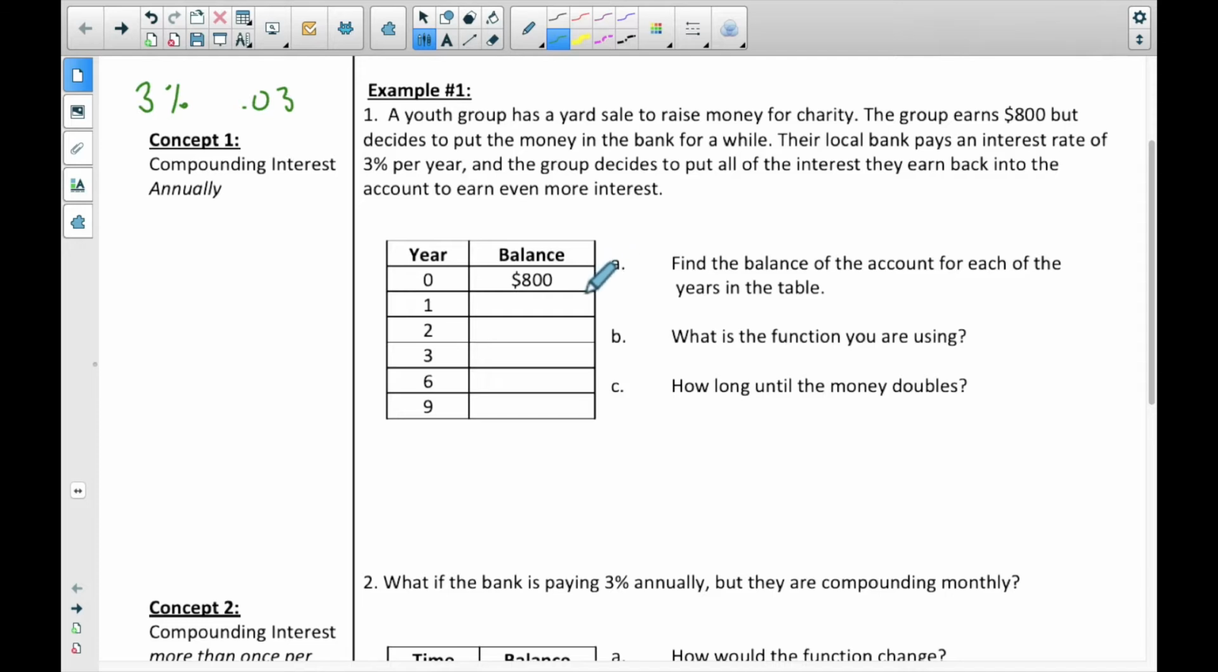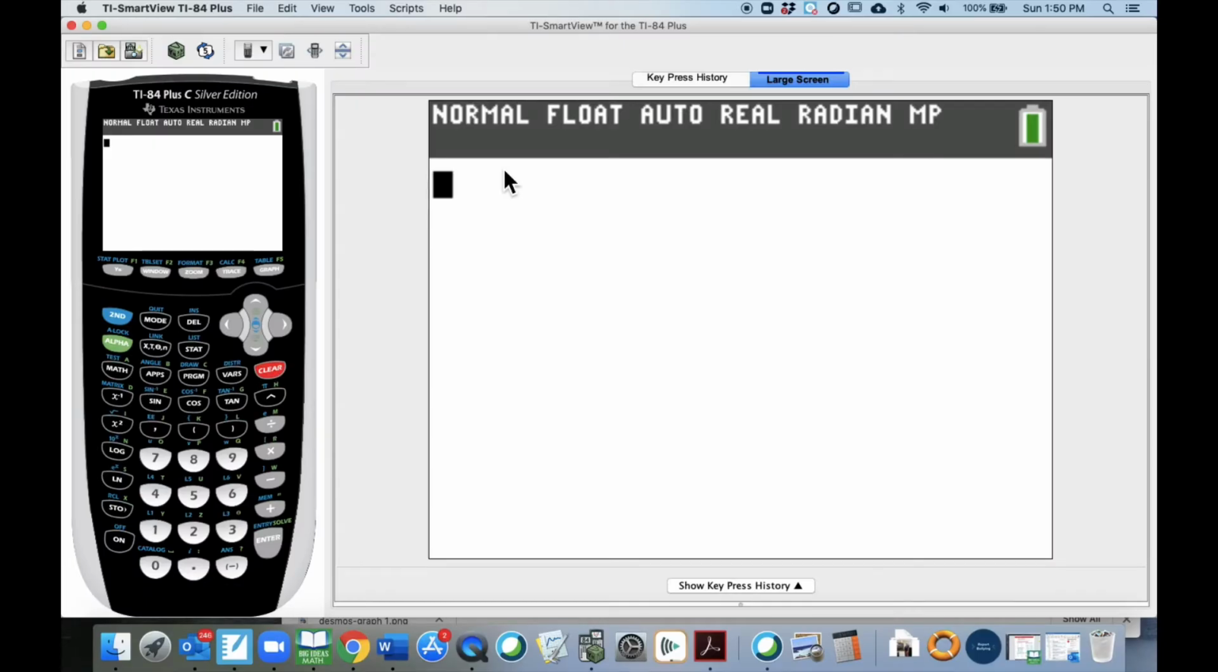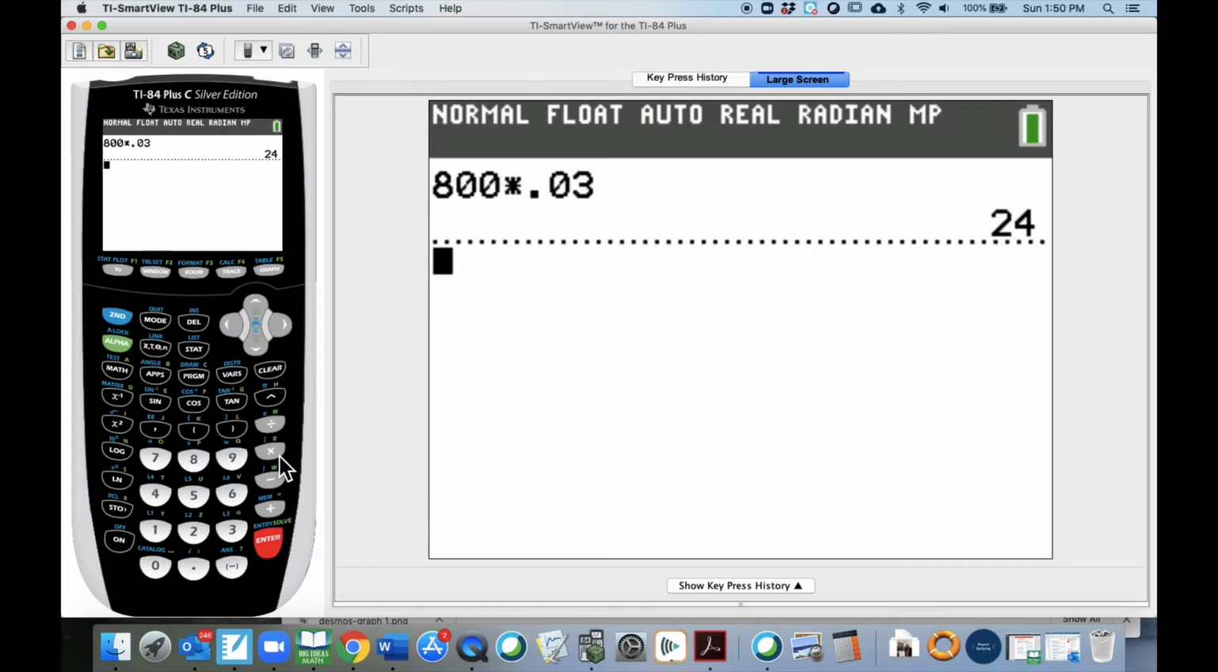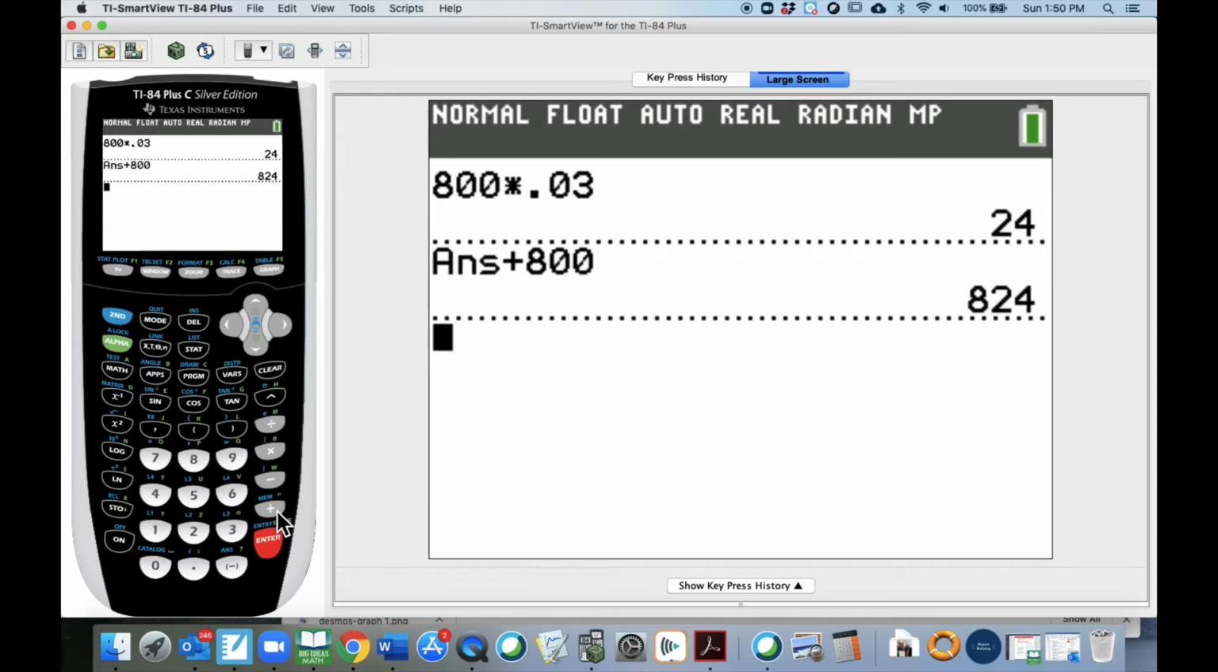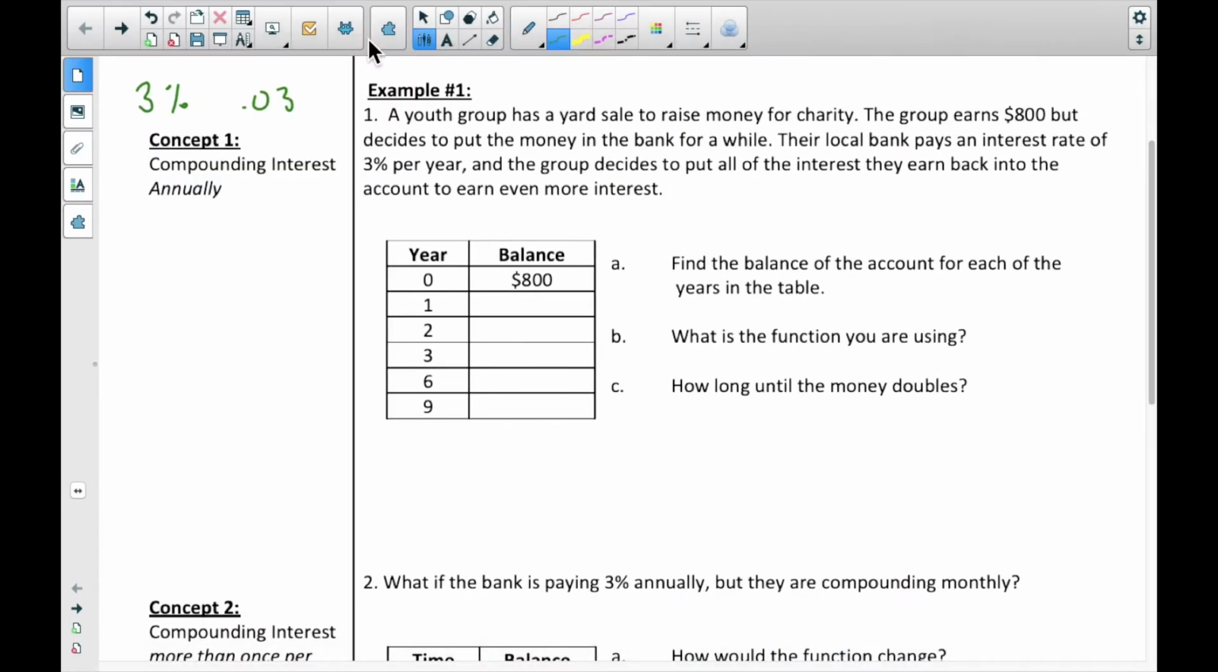If we have $800 and we're earning 3% per year, one way is to do it the long way on our calculator. So I'm going to show you how to do that. If you have $800 and you multiply that by 0.03, because that's 3%, that means you're getting $24. We add that to the original amount and we get $824. So in my table, I can put $824 in the next box. And then I can keep going.